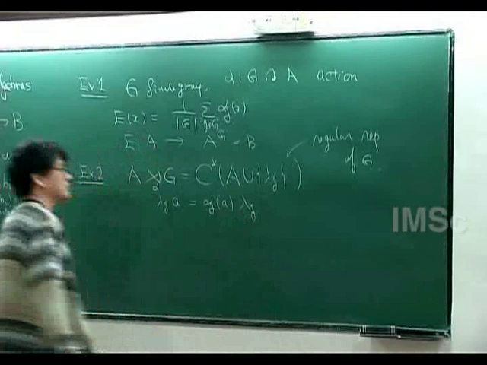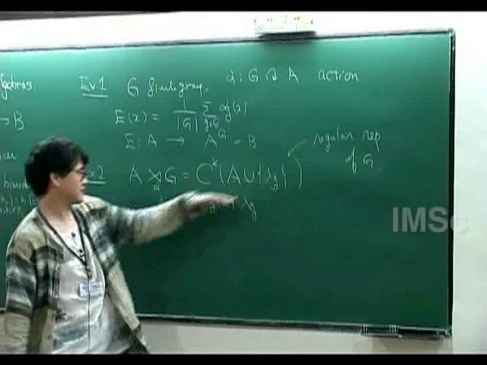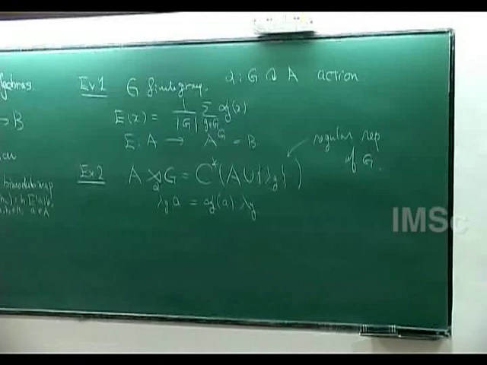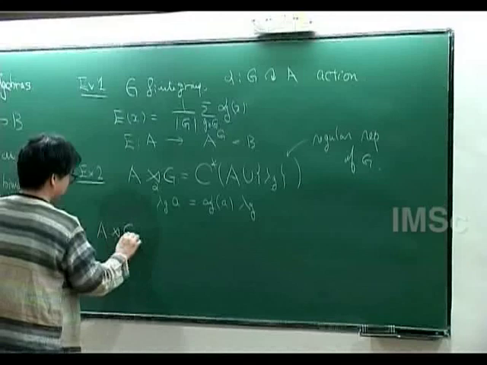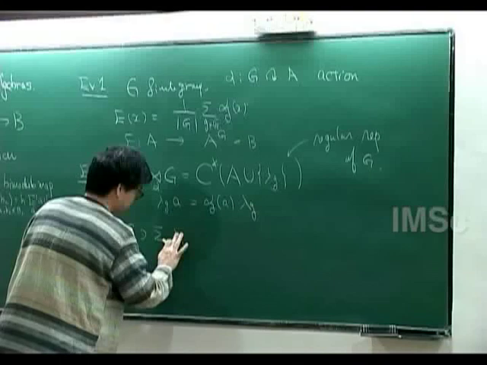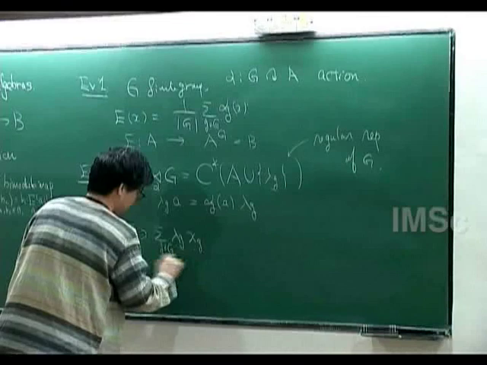So this is a universal C-star algebra satisfying generators and relations. This is a cross product. Then, by definition, any element here has a unique expansion. Sometimes it's called a Fourier expansion. Here, xg is in A.